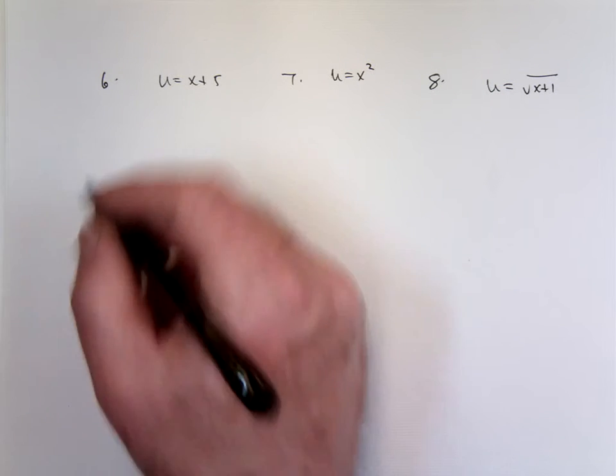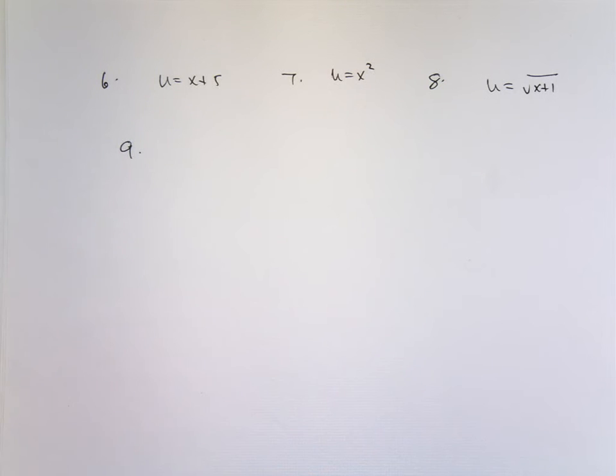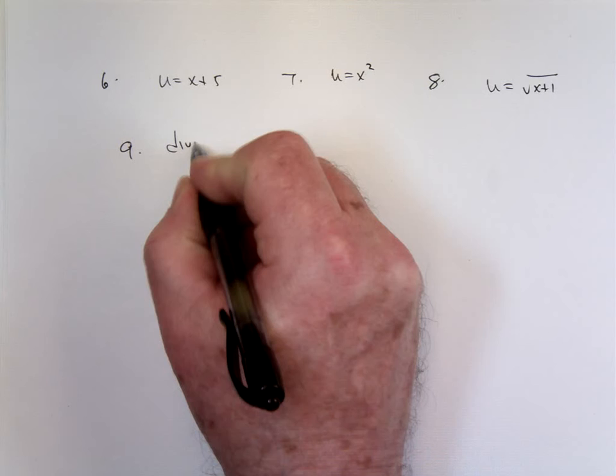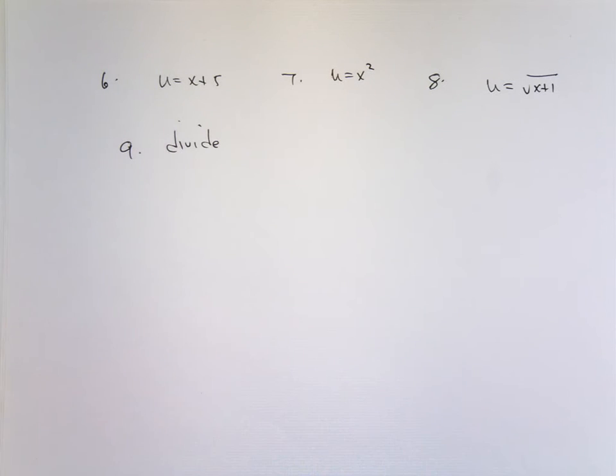9. The way to do 9 is to divide, do a long division, okay? As long as the degree of the numerator is greater than or equal to the degree of the denominator, do the long division, integrate the remainder, okay? There are other possibilities for some of these, but that's the general way to do that problem. 10.